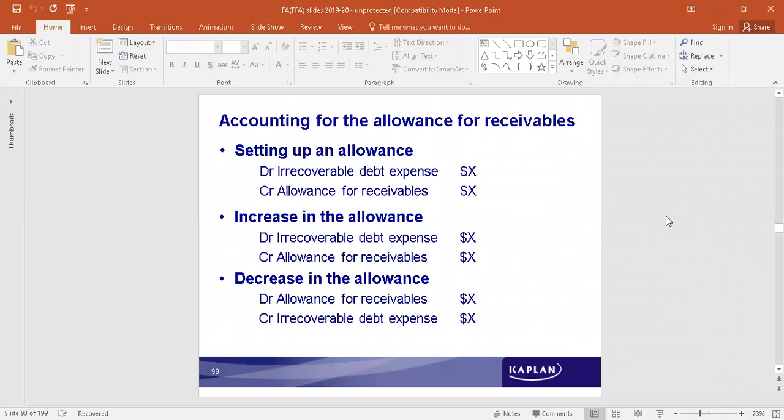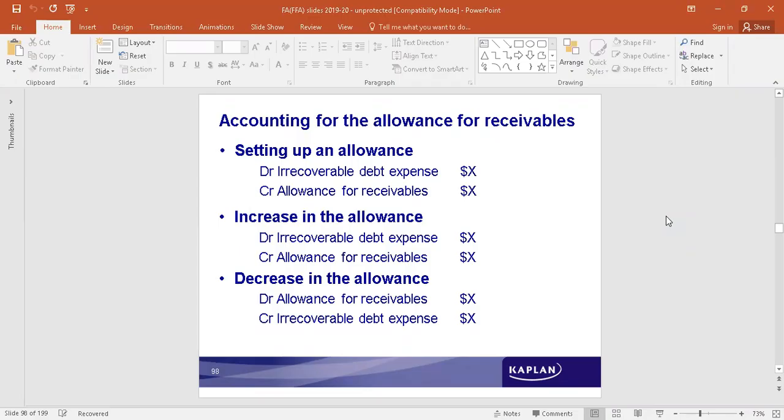So there is an allowance account that is created. Setting up an allowance: allowance is for receivables on account of anticipated irrecoverable bad debt. So it's treated as a loss, and the current period's profit is set aside. That is allowance for receivables.